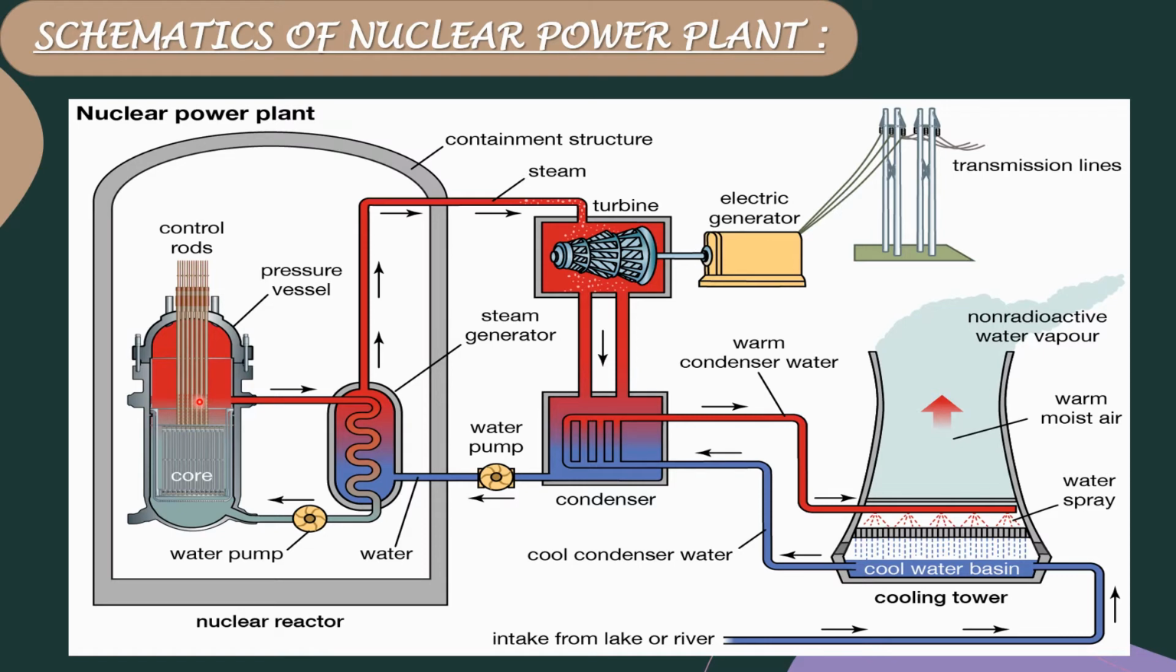Then using the thermal energy released due to the controlled chain reaction, steam of very high temperature and pressure is generated in the boiler. Then the steam is used to drive the turbine, which in turn rotates the generator and the electrical energy is produced. The steam is converted back to water with the help of the condenser and the cooling tower. Once the steam is condensed back to water, it is recirculated to the boiler.